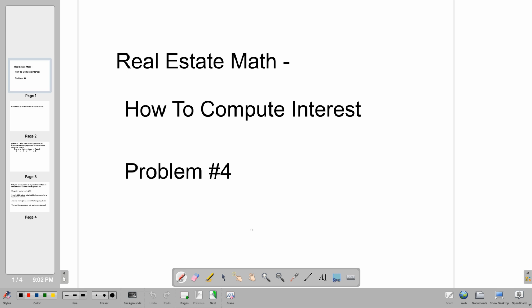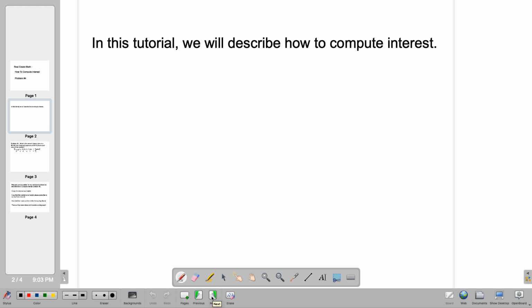Real estate math, how to compute interest. Problem number 4. In this tutorial, we will describe how to compute interest.